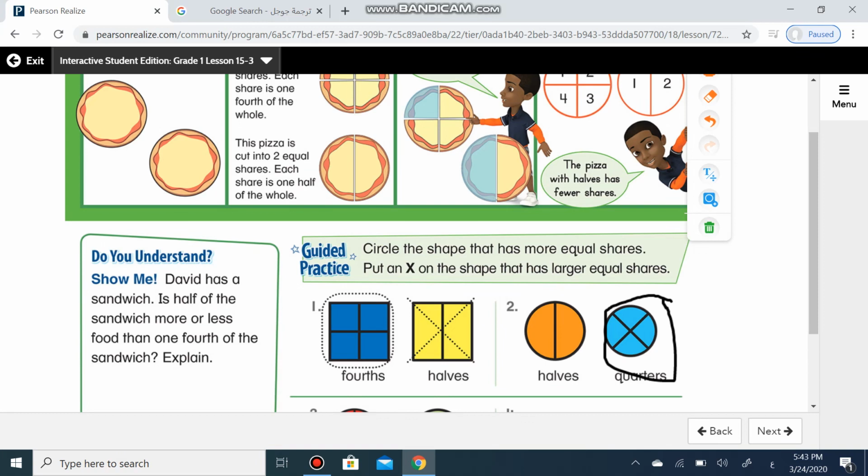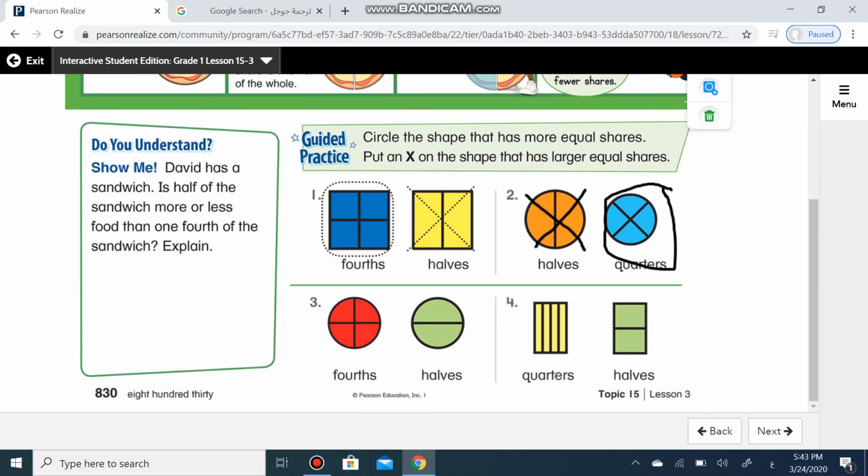Now, which one has the larger share? The first one, so put an X. Good. Question number 3. Here I have 4 equal shares. Here I have 2 equal shares. Which one will I circle? Very good, the first one, because I have more equal shares. Now, here it has larger shares, so what? Put an X. Very good. Question number 4, try it yourself.